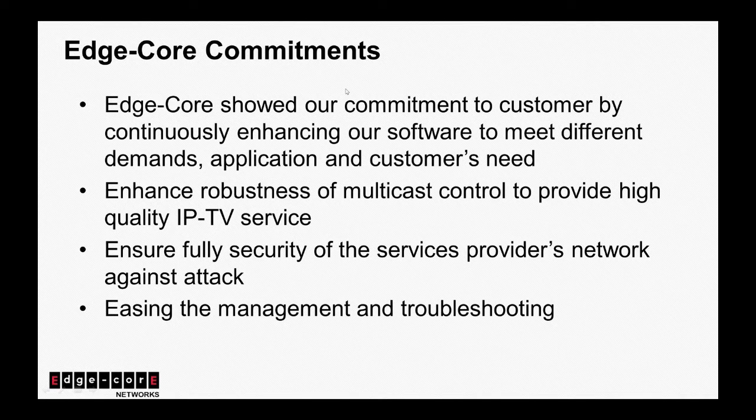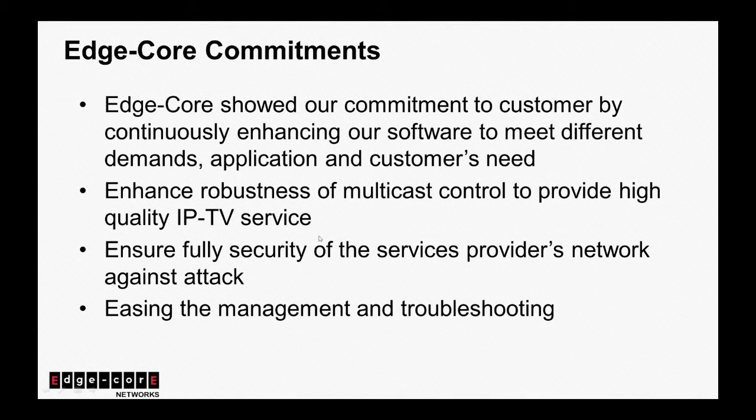And Edgecore's commitment is to continuously enhance our software to meet different demands of our customers. So our software customization capability can help our customers to win business or to provide services based on the requirements of the specific application. Most of the functions that we provide include enhanced robustness of the multicast control, so the ISP and MSO can provide high quality IPTV services.